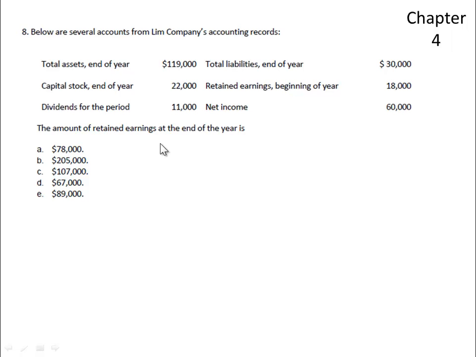In reviewing for the first exam, here is an example of the accounting equation, and we need to figure out the amount of retained earnings during the year. Now, we can do this using the accounting equation, or we could also do this by figuring out the statement of retained earnings. So let's just lay out what we know.